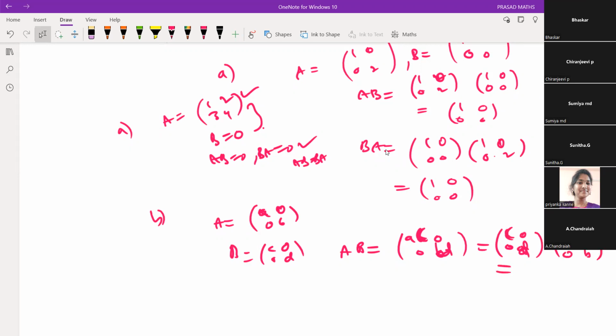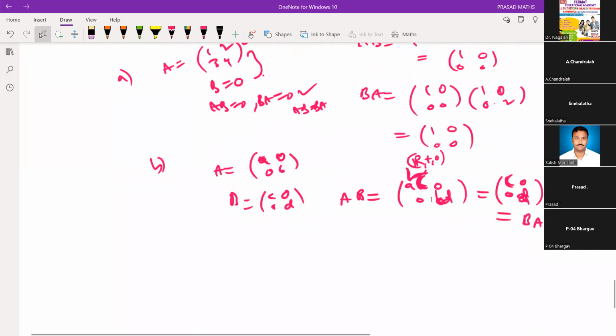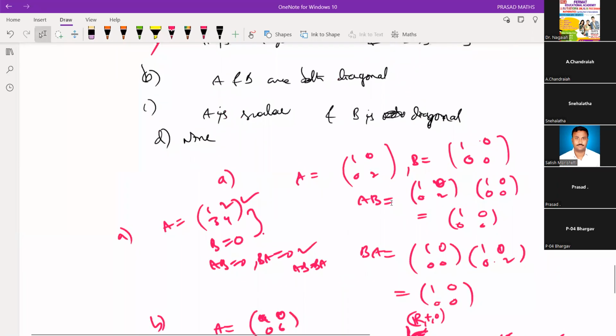Therefore, this is nothing but what? The DA. Why is this true? Because these are real scalars. Once they are real scalars, automatically R is a field. So it is a commutative ring with unity in which every non-zero element has an inverse. Therefore AC can be written as CA. So this is always true: AB equals BA. So this answer is right. Diagonal matrices are always commutative.